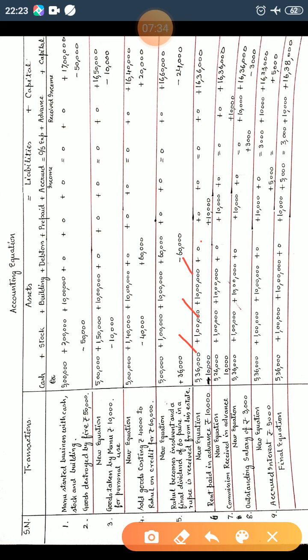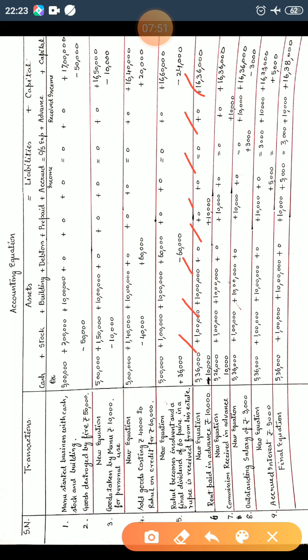Now the new equation: cash becomes 5,36,000, stock 1 lakh, building 10 lakh, debtor becomes 0, prepaid 0, accrued income 0, outstanding 0, advance received 0, and now capital becomes 16,36,000. Now next transaction is rent paid in advance 10,000.